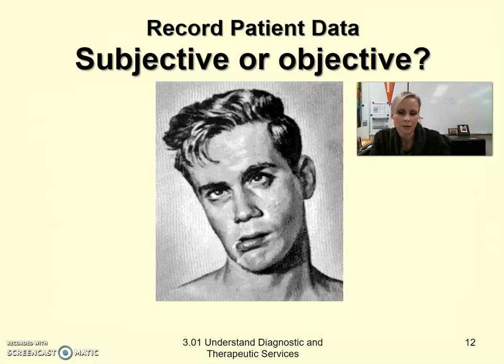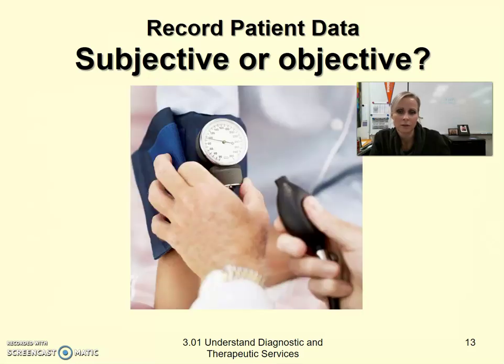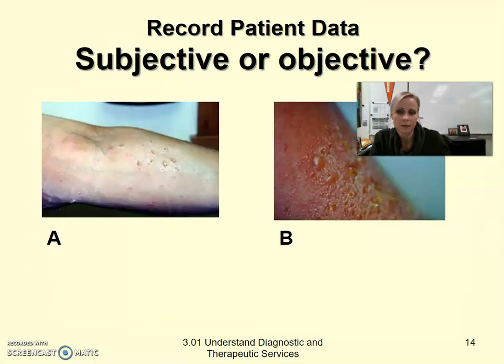This is definitely objective because you have a drooping on the right side of the face, which is indicative of maybe a stroke. This is an objective measurement of blood pressure. This is objective because I can see it. I can visually see with my eyes that we have some pus going on here. This almost looks like, to me, a poison oak of some type.